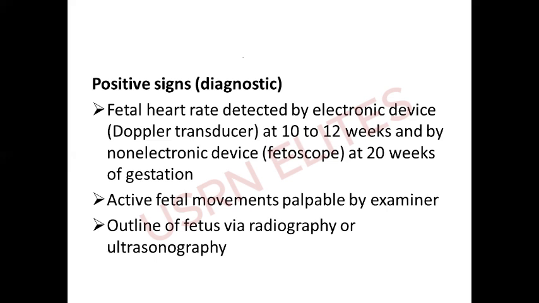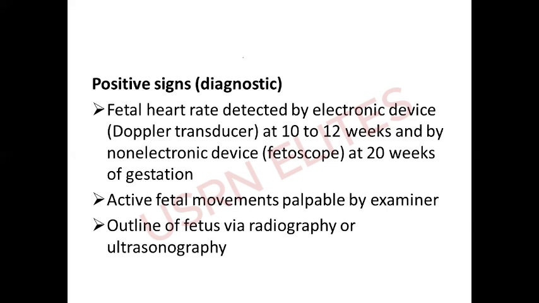In the NCLEX or some of the Q banks, when you are reading your question, the question can be at what gestation should you first use the electronic device or the Doppler to try to assess for the fetal heart rate. Then the question can be at what gestation should you assess for the fetal heart rate using the Doppler. Then the question can be at what gestation should you be able to use the Doppler to assess for the fetal heart rate. I've given you 3 scenarios here.